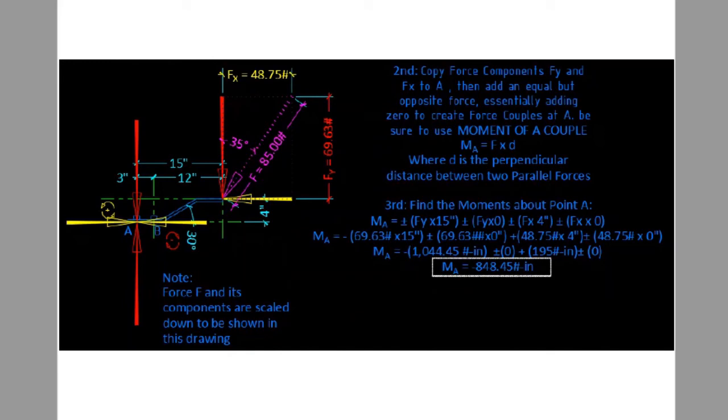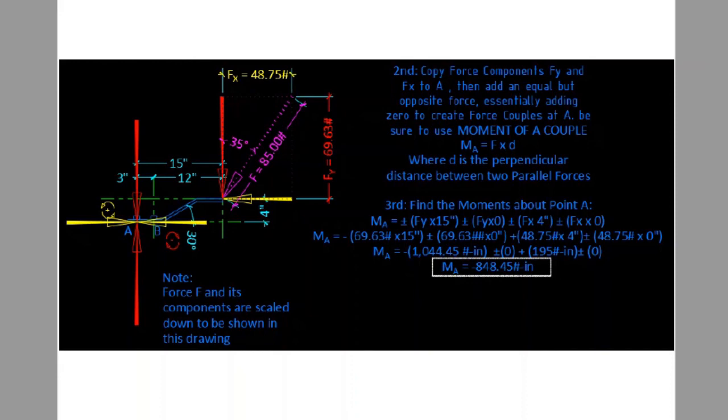Second, we're going to copy force components F of Y and F of X to point A. Then we add an equal but opposite force. Essentially, we are adding 0 to create force couples at point A. Be sure to use the moment of a couple, moments about point A is equal to the force times the distance, where d is the perpendicular distance between the two parallel forces.